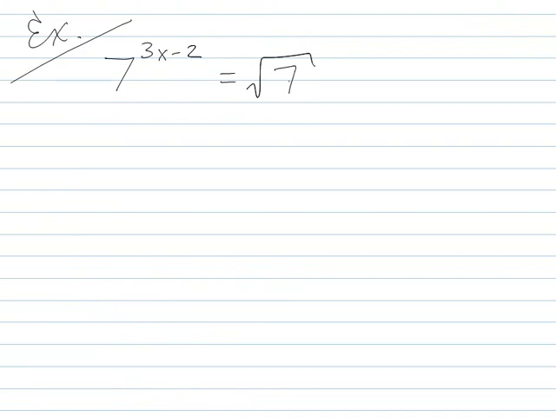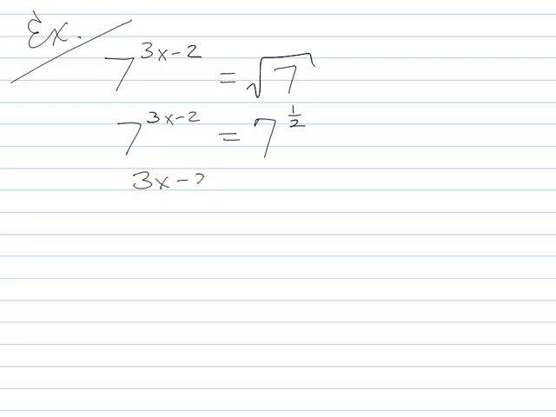All right, so now we've got this. We want to make sure that we can relate these two bases. So obviously the 7 is going to stick there. But what can you do with the 7? How do you rewrite the square root of 7 as 7 to the what? Square root of 7 is 7 to the 1/2.